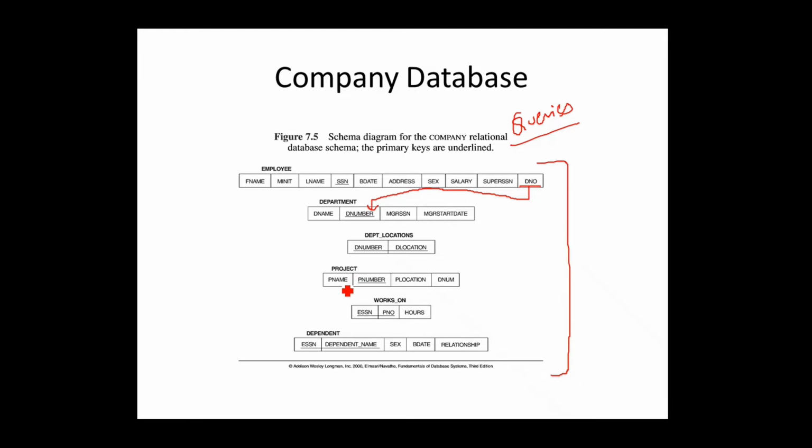In the project table, the primary key is project number. And in the works on table, the primary key is employee SSN and project number. We have a combination here because one employee can work on many projects and one project can have many employees. We have taken the same schema that we used in our entity relationship diagrams here, and this we have already discussed.